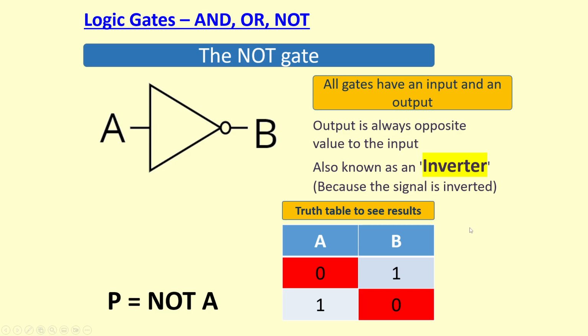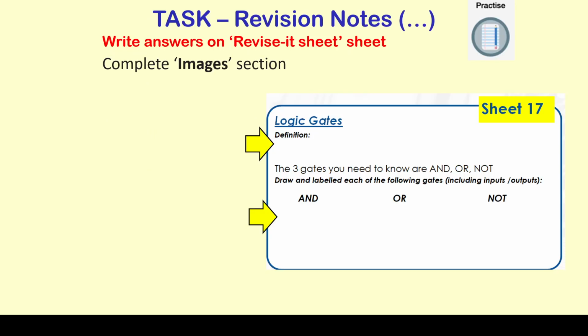And finally, NOT gate. It simply reverses or inverts the signal. It's also known as the inverter. It does the opposite of the input value. So if it's off, it turns it on. If it's on, it turns it off. Reverses the input. Very simply, on this sheet, what is a logic gate? And draw the 3 gates and label them as well with the inputs and outputs.